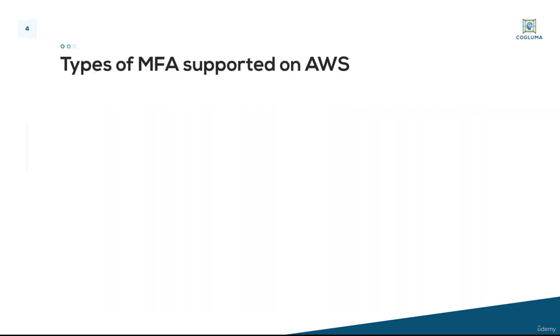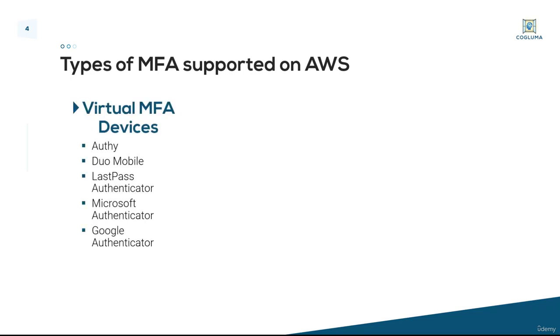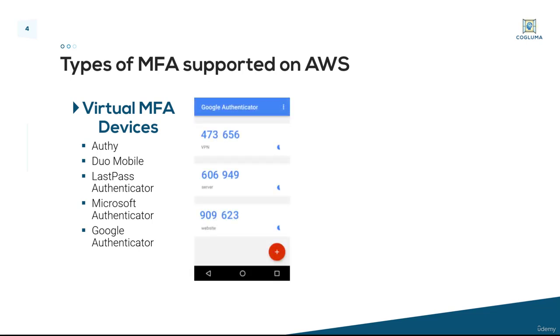In terms of MFA that's supported on AWS, we have a few different options. For this class, we're going to be using a virtual MFA device just for simplicity, and we're going to be using Google Authenticator, which is cool because it's supported on both Android and Apple, and it's free to use. But there are a few other virtual MFA device options there.